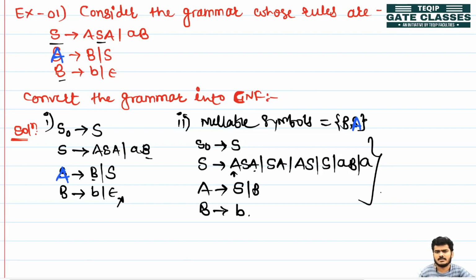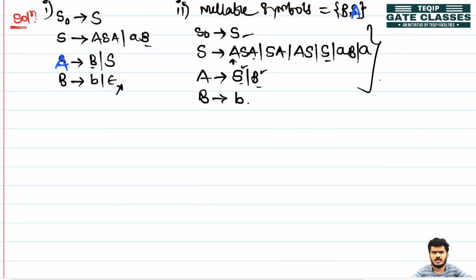So the next step says that if there are unit productions, then we have to remove those unit productions. In this grammar, S naught producing S is a unit production, and again S is producing this capital S, which is also a unit production. A is producing capital S and capital B, which are also unit productions. So basically we have to remove these 4 unit productions.